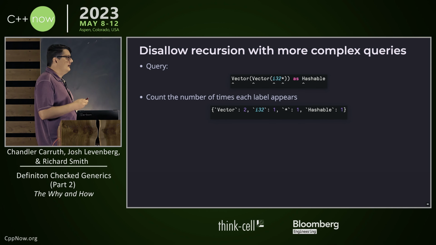And this will reject some things that could potentially terminate. Like maybe there's an impl for vector of vector of I32 star as hashable somewhere in the program. And so maybe we would be able to eventually stop, but we think this is a good criterion for not making progress.